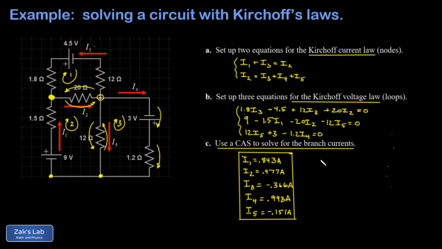So that's our final answer, but I do want to point out that 2 of these currents came out negative, and that's not a problem. It just means the direction we drew in the original circuit was the wrong direction for these currents. So in fact, I3 is going this way through that top branch, and I5 is going upward through that middle branch.